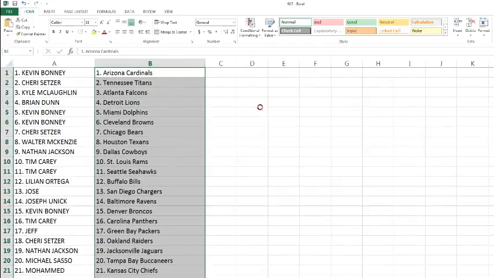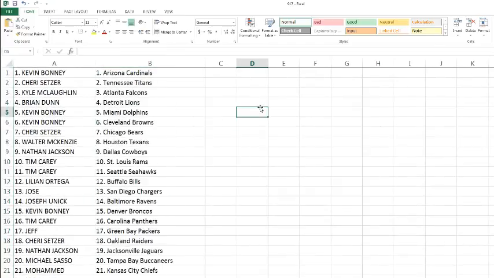All right, Kevin Bonney with the Cardinals. Sherry picking up the Titans. Kyle McLaughlin with the Falcons. Brian Dunn with the Lions. Kevin Bonney with the Dolphins and Browns. Sherry with the Bears. Walter with the Texans. Nathan Jackson picking up the hometown Cowboys. Tim Carey with the Rams and the Seahawks. Lillian Ortega with the Bills. Jose with the Chargers. Joseph with the Ravens. Kevin Bonney with the Broncos.